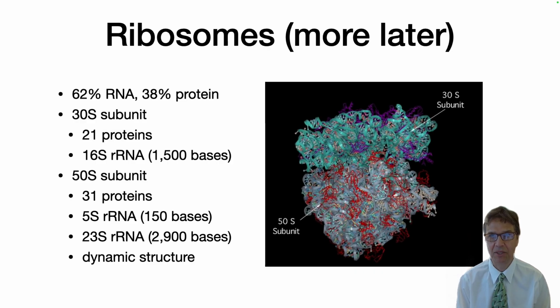The 30S subunit has 21 proteins and 1 RNA, the 16S ribosomal RNA, of about 1,500 base pairs, while the 50S subunit has 31 proteins and 2 RNAs. The 5S ribosomal RNA, about 150 base pairs, and the 23S ribosomal RNA, about 2,900 base pairs. The RNA catalyzes the core enzymatic function of the ribosome. An important point to remember, it is a ribozyme. The ribosome is also a dynamic structure that changes shape as it carries out its purpose.